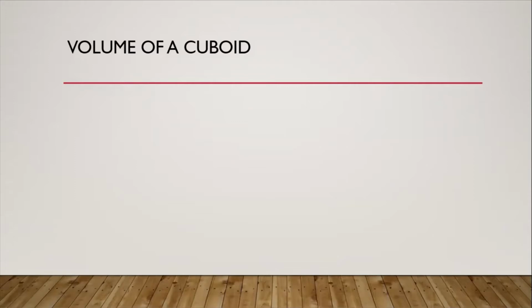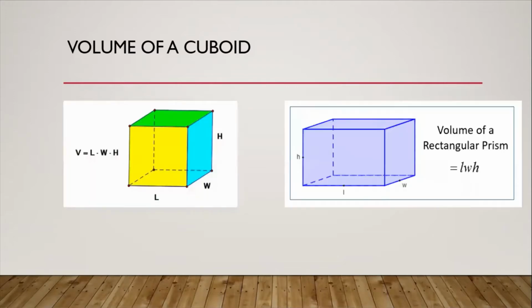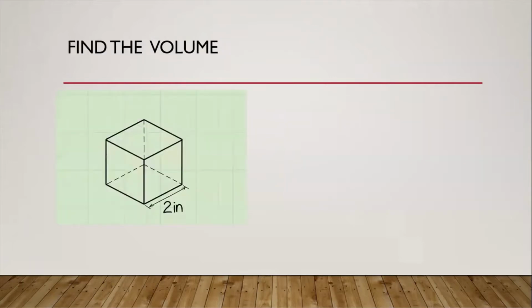And when we say cuboid, it is composed of a cube and a rectangular prism. Both of them share the same formula, which is volume is equal to length times width times the height. For the cube, we can also use the formula volume is equal to side raised to the power of 3. Now let us try this example.